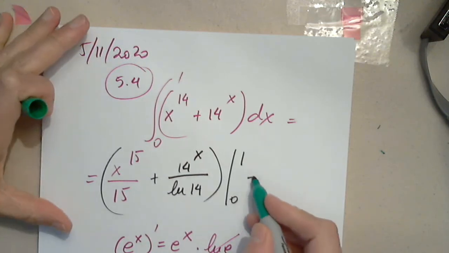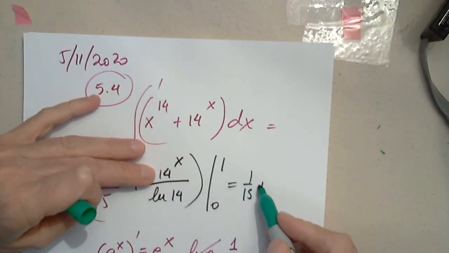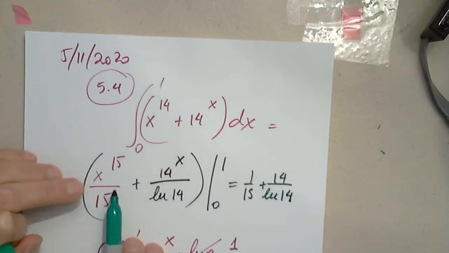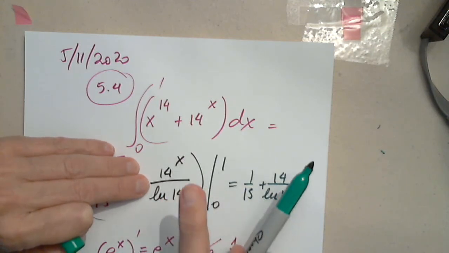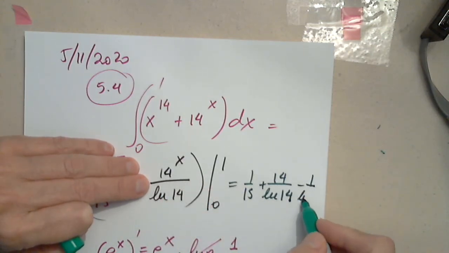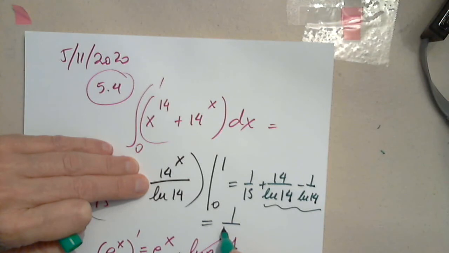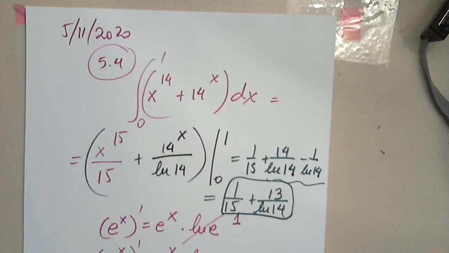So now I plug in 1, and I get 1 over 15. I plug in 1 here, and I get 14 over natural log 14. Now careful, minus when I plug in 0, this goes away. But minus when I plug in 0 here, 14 to 0 is 1. So minus 1 over natural log 14. And I have to combine these two. So final answer 1 over 15 plus 14 minus 1, they have the same denominator, is 13 over natural log 14. Is that better?